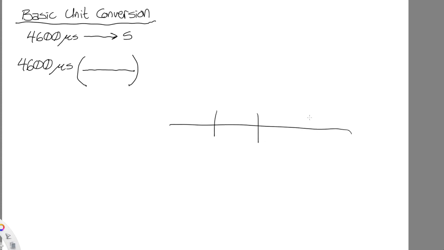So for an example conversion, we're going to take 4,600 microseconds and try to convert that into seconds. First thing to do is just write down the value you're starting with, with all of its units, so 4,600 microseconds. And then we're going to start to fill in a conversion factor. I've seen some people draw a line with different separators for each conversion factor, but it'll work just as well with fractions in parentheses like I'm going to do here.